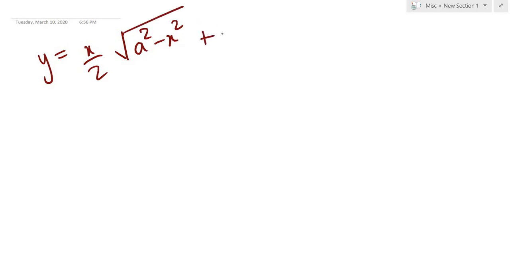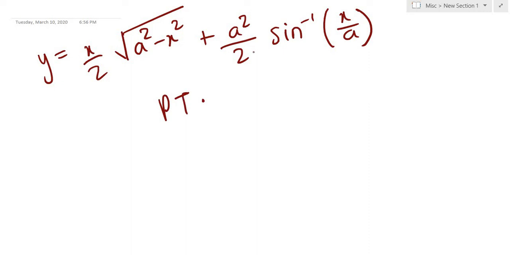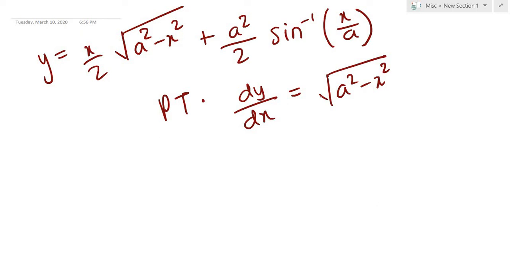Okay, so yes, one question that I'm willing to do is: y is equal to x by 2 times the square root of a squared minus x squared plus a squared by 2 times the sine inverse of x by a, and we have to prove that dy over dx is the square root of a squared minus x squared. So let's go ahead and differentiate it without much ado.